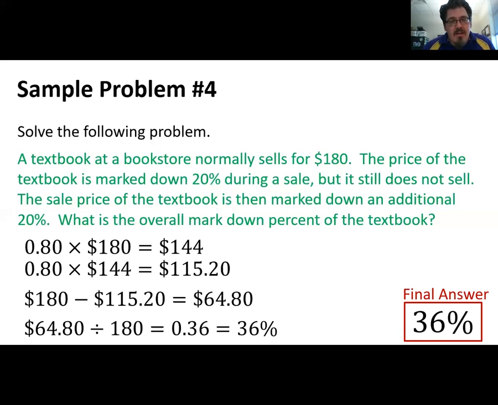So this problem is definitely a little bit more involved because there are multiple steps here. We had to figure out what the sale price was along each step of the way. We then had to figure out how much actual money was deducted from the price, and then we had to use that value to figure out what percent represented that situation. So when all said and done, the overall markdown percent was 36%.